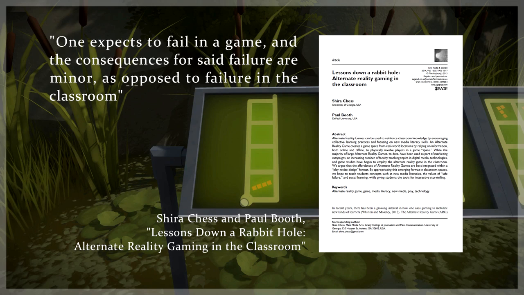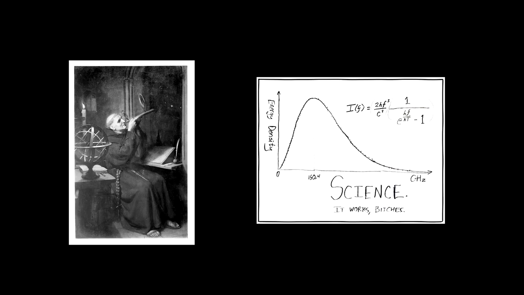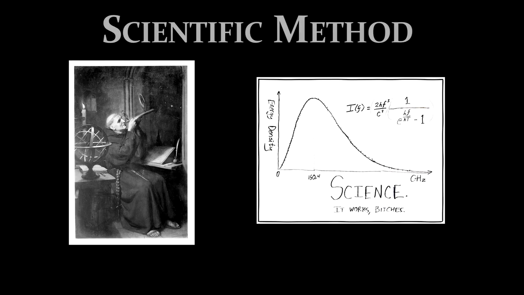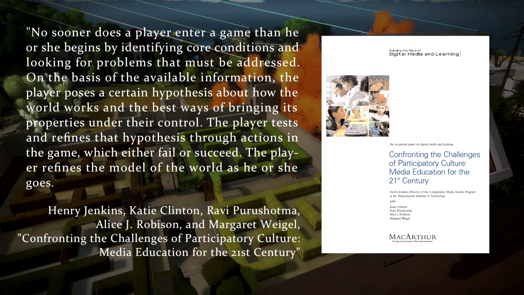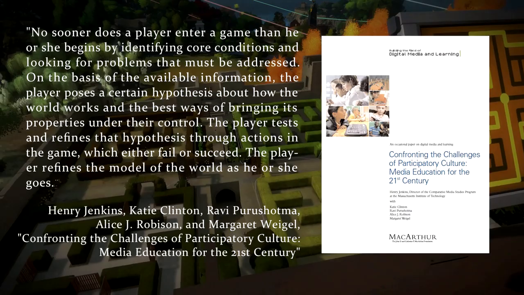So that's safe failure, in a nutshell. But we can also take things one step further. Jenkins and his collaborators specifically liken the safe failure offered in video games to the failure inherent in the scientific method. No sooner does a player enter a game, they write, than he or she begins identifying core conditions and looking for the problem that must be addressed.